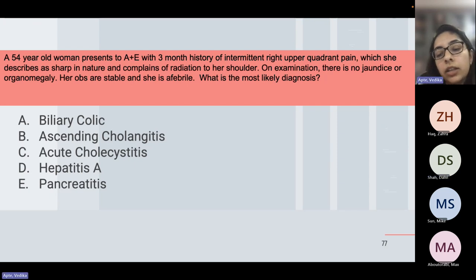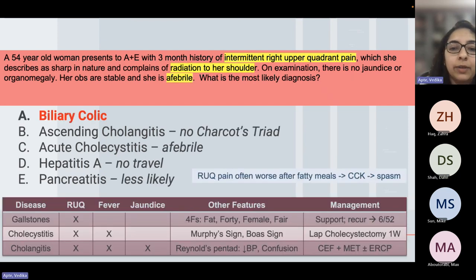A, did you say? Yeah, that's right. So the clue is in the word intermittent, so it's not permanent. Again, if it comes and goes, you should think biliary colic. As I said earlier, this is typically right upper quadrant pain that is worse after fatty meals. And in the table at the bottom, you can see the differences between each condition, which I mentioned earlier as well.